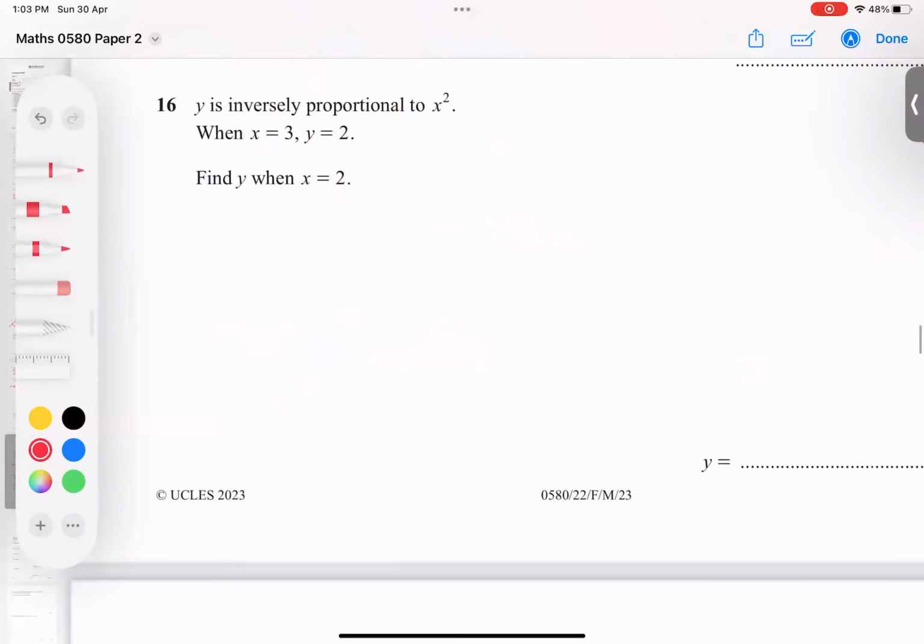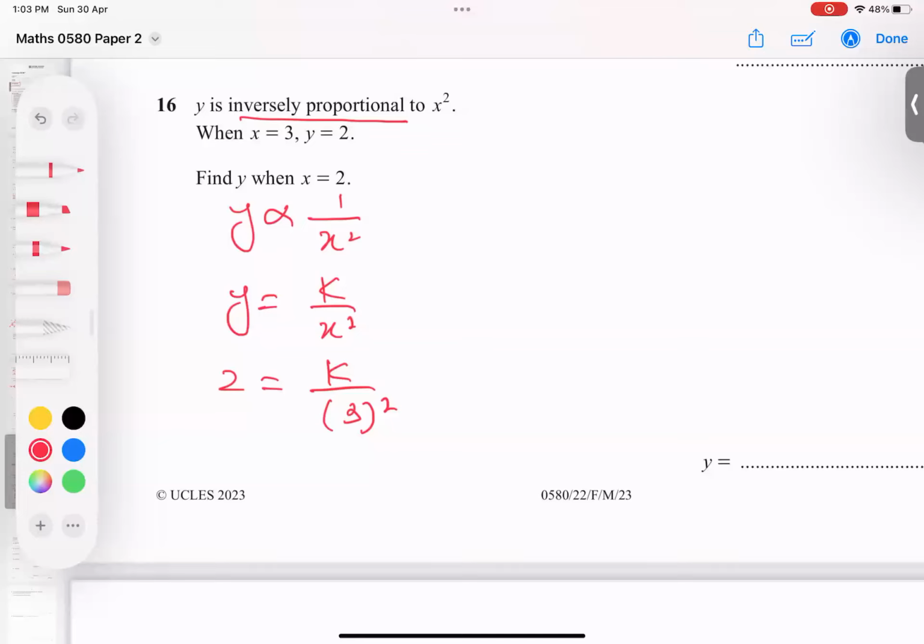Inversely proportional. He's saying y is inversely proportional to the square of x. Inversely, this value always goes in the denominator. K always comes in the numerator. I'll use this pair of values. Y is 2, k as it is here, 3 square 9. 9 goes there, 9 2s are 18, k value is 18. Some students stop here.